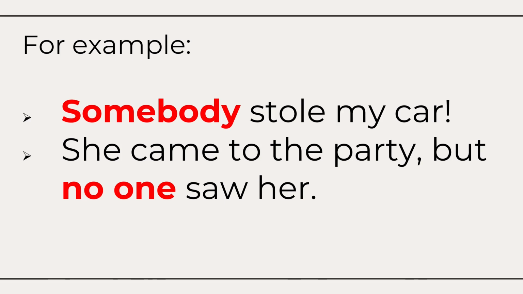Now let's take a look at these examples. Somebody stole my car. So somebody here is an indefinite pronoun because it is not referring to a particular person, right? And it also does not have an antecedent because, of course, the person's identity is unknown. Let's see the second one. She came to the party, but no one saw her. No one is an indefinite pronoun because we're not really talking about any particular specific person.